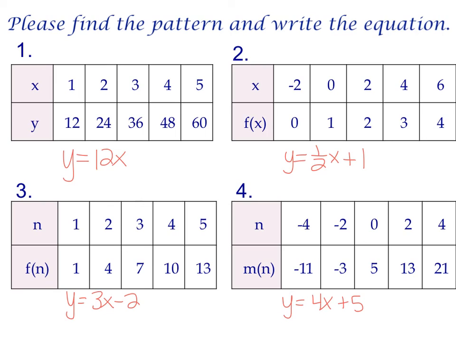So number 1 should have just been y equals 12x, and you can have plus 0 if you want, but it's just multiplying every x by 12. Graph 2, or example 2, should be y equals 1/2 x plus 1, so you're cutting the x in half and then adding 1. Number 3 was 3x minus 2, or triple the x value, but then subtract 2 to get those y's. And then number 4 was 4x plus 5, so multiply by 4 and then add 5 to each of those. So hopefully you did pretty good with that.